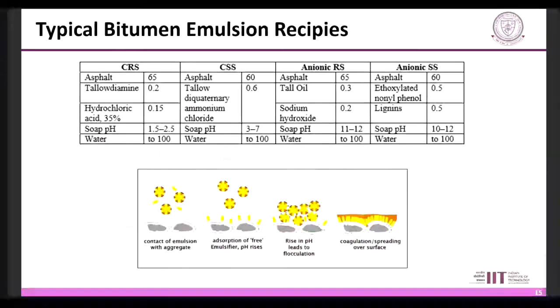The figure clearly shows how the emulsion gets coated over the aggregate. Like I told you initially, it shows the different negatively and positively charged materials, and over a period of time the absorption of free emulsifier occurs, meaning the effect of that surface charge reduces. After this flocculation occurs, and when these particles come together and adhere to each other, they form a proper big composite and are allowed to coat or spread over the aggregates, and that process is known as coalescence or coagulation.